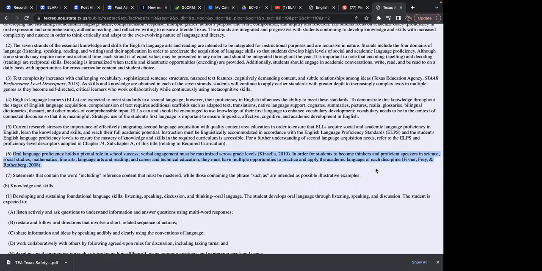is important. So in order for students to become thinkers and proficient speakers in science, social studies, math, fine arts, language arts and reading, career and technical education, just in life in general, they must have many, many, millions of opportunities to practice and apply the language that they're learning and the skills in each discipline, to talk about the things that they are doing.